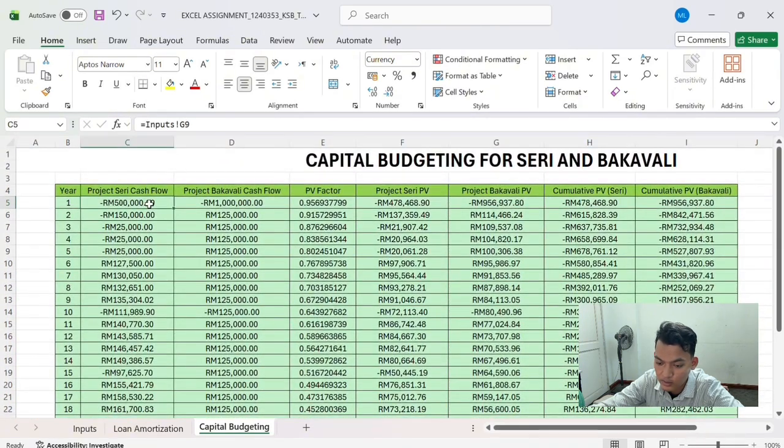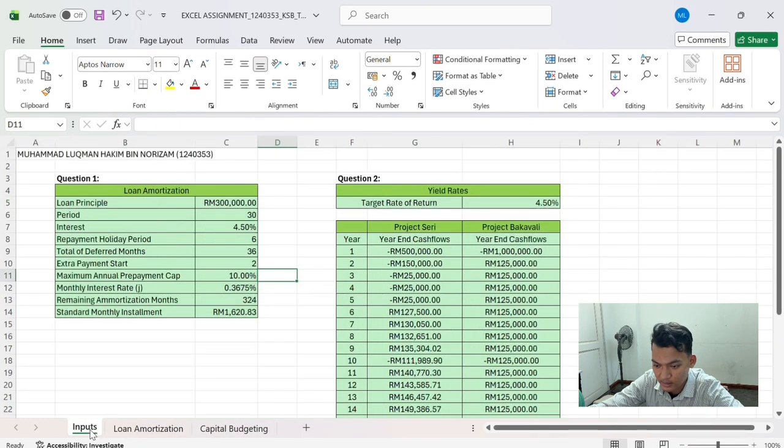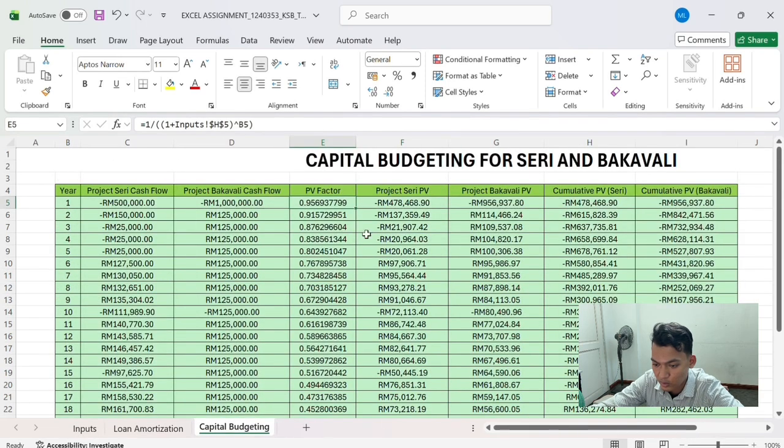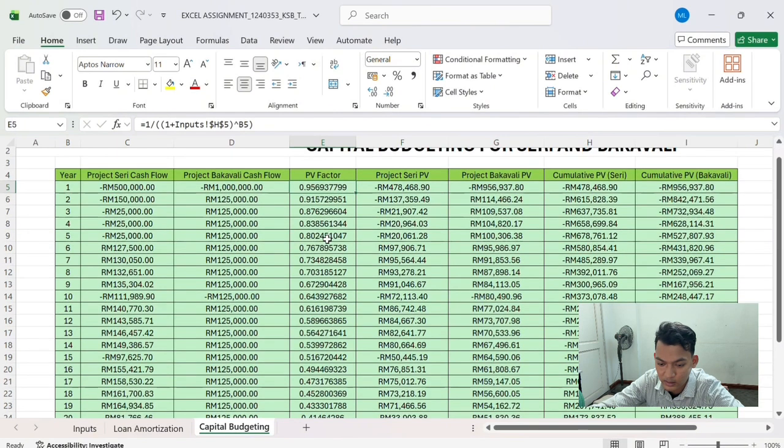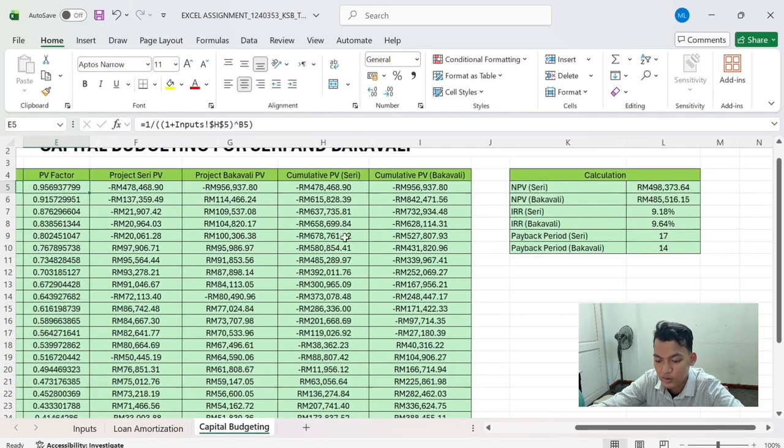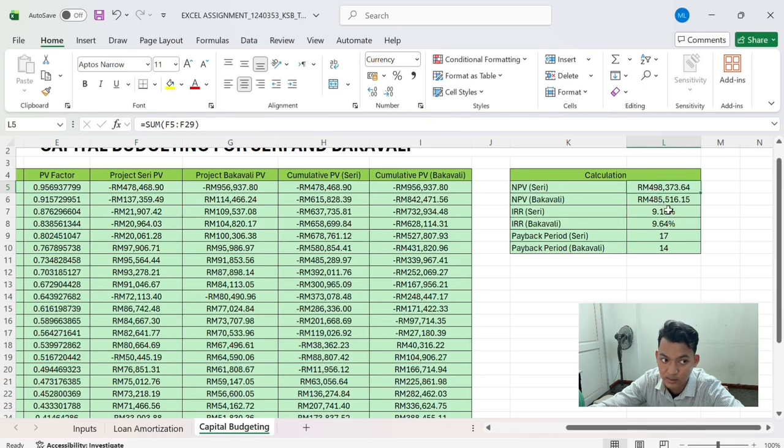How we get the amount for each year is by multiplying the cash flow of the project by the PV factor. The PV factor here is 1 over 1 plus the interest, to the power of the year. So we put it in automatically. If the target rate of return is adjusted, the PV factor automatically adjusts also.